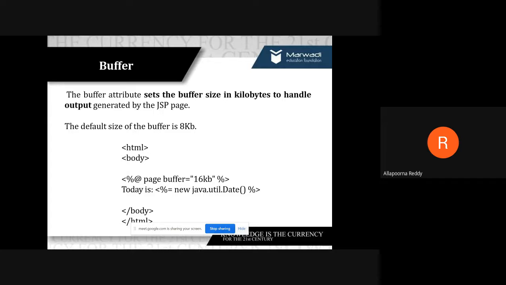For that purpose we use the buffer attribute inside your page directive. Here you can see the syntax: page buffer equals 16 KB. So you are doubling the size of the buffer which you had. Then you print with your expression tag, for example the date and so on. Like this we can do for your third attribute.